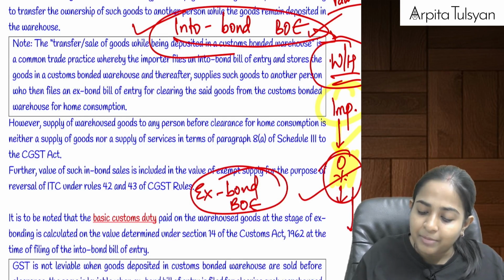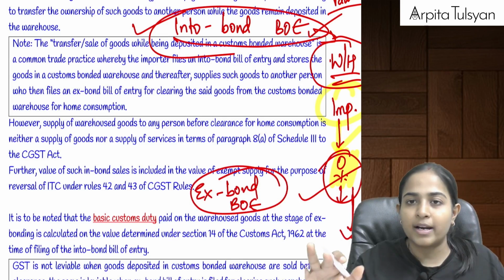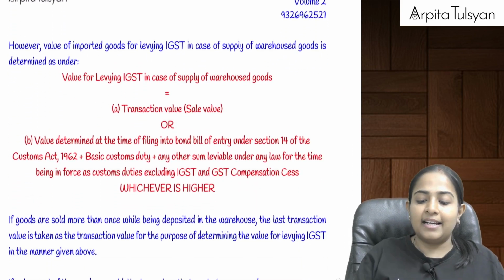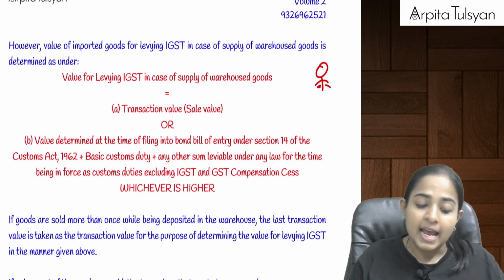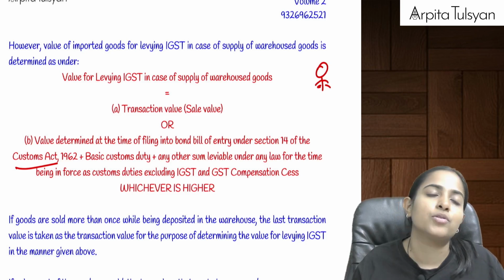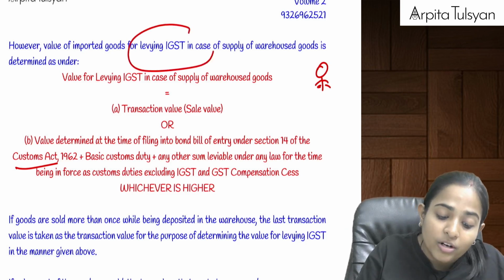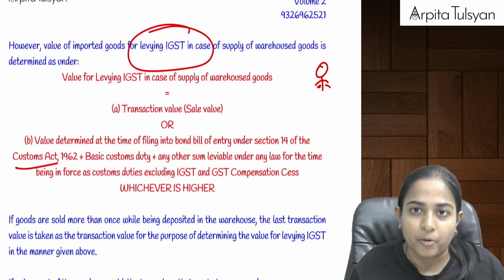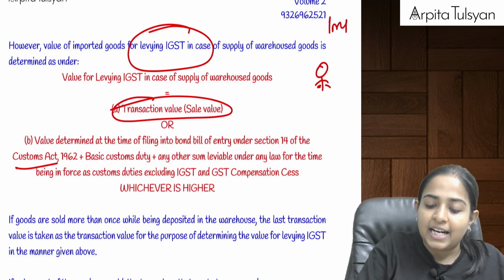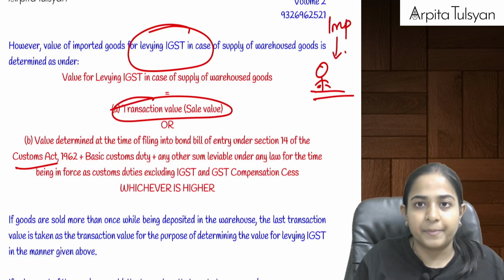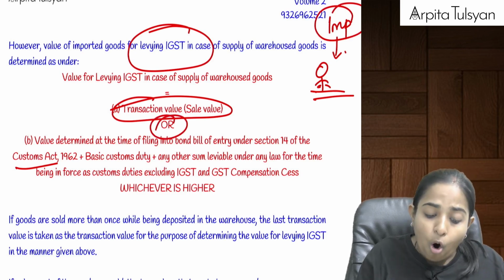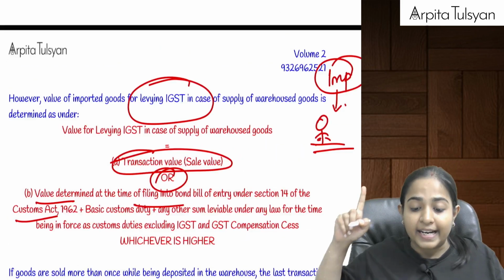Till the goods are cleared for home consumption, you are not required to pay any customs duty or any IGST. Later, when that person clears it for home consumption, he will have to pay the customs duty, and he will also have to pay the IGST. Now, on what value will IGST be payable? IGST will be payable either on the transaction value, that is the price at which I sold it to the ultimate buyer, or the value determined at the time of filing the into-bond bill of entry.